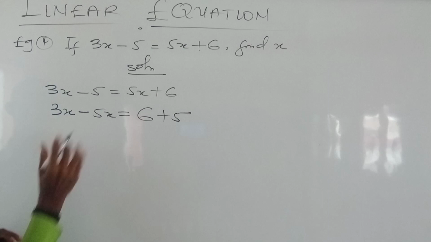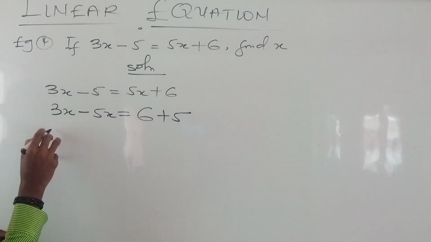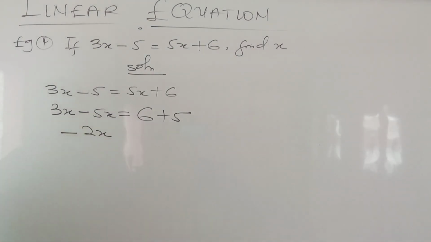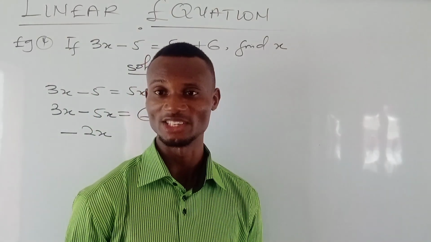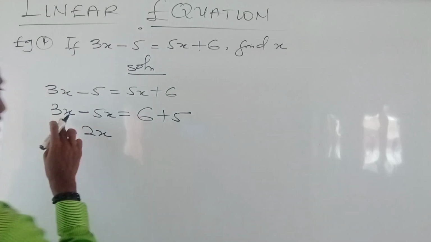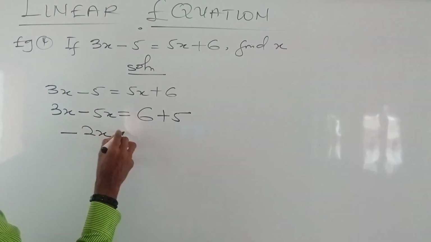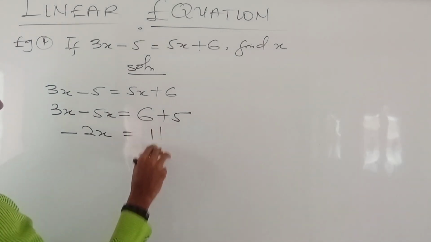Now let's go ahead and simplify further. This 3s minus 5s will give me minus 2s. I hope you agree with me. We did this under addition and subtraction of algebraic expressions, so we are applying that same knowledge here. So 3s minus 5s gives me minus 2s equals, I have 6 plus 5 here. 6 plus 5 gives me 11.